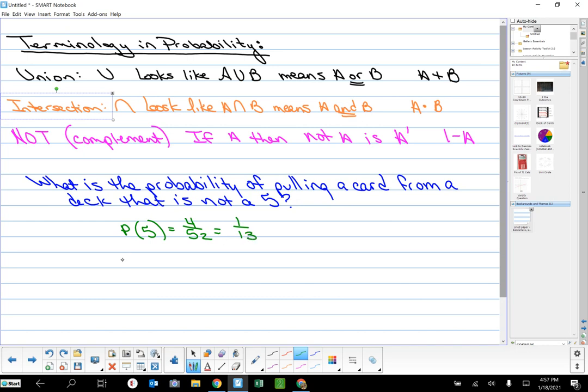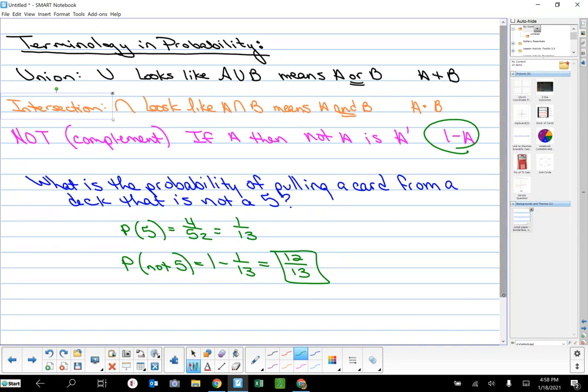Okay, so the probability of not a 5 is 1 minus it being a 5. So this would be 12/13. That's how you would do that. It's 1 minus A. Okay, 1 minus the probability of the actual thing happening. Okay, we're getting there.